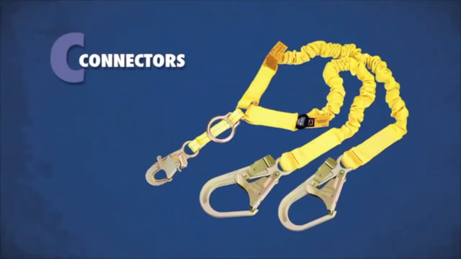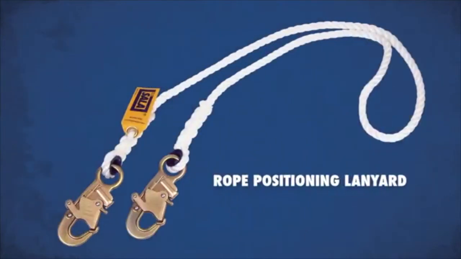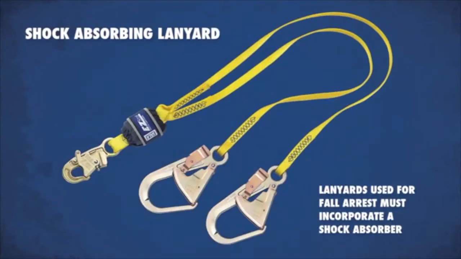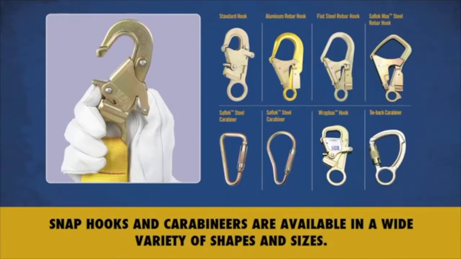Connectors, such as shock-absorbing lanyards or self-retracting lifelines, connect the worker's harness to the anchorage. Lanyards are made of rope, webbing, or cable, but when used for fall arrest, they must incorporate a shock absorber. Additional anchor connectors include snap hooks and carabiners.